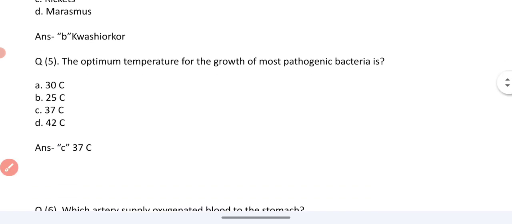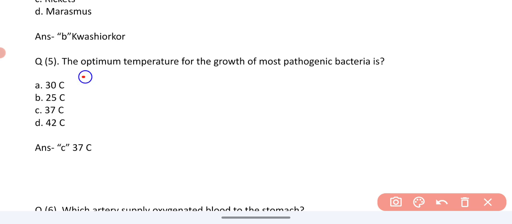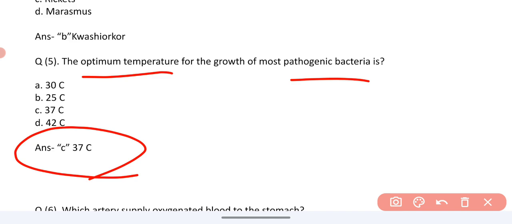Okay, and the next one is: the optimum temperature for the growth of most pathogenic bacteria is. So here the keyword is optimum temperature for the growth of pathogenic bacteria, and the right answer is option C, that is 37 degrees centigrade. It is a direct question.